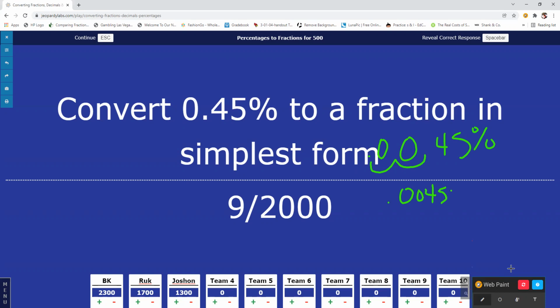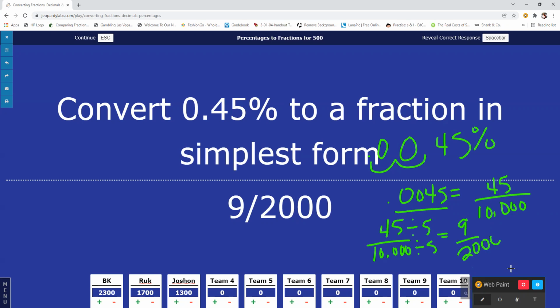When we go from a decimal to a fraction, we always count the number of values after our decimal. Because there are 4 values after our decimal, we put that over 10,000. Then we have to reduce it down. 45 and 10,000 both have 5 in common. If I divide both by 5, that gives me 9/2000. I doubt you'll see values this big on your exam, just something a little more challenging, I would say.